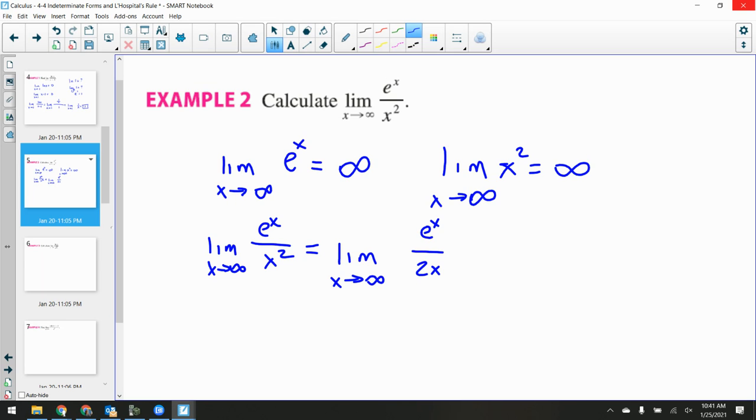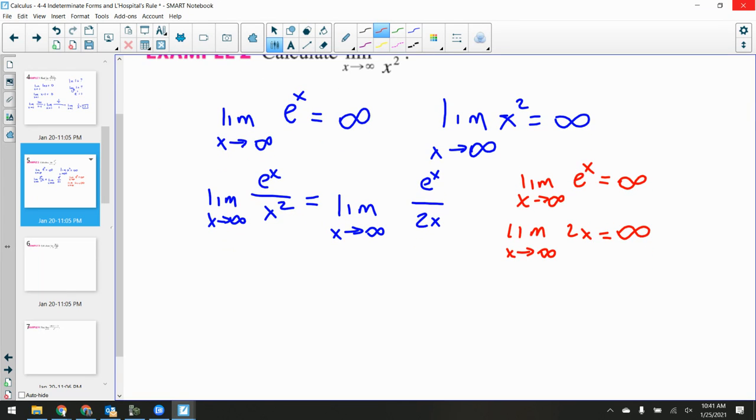Now, if I plug infinity in, what's going to happen again? Think about the limit. The limit as x goes to infinity of e to the x. What is it still? Think about this. The limit as x goes to infinity of 2x. So I still have another indeterminate form. I still have infinity over infinity.